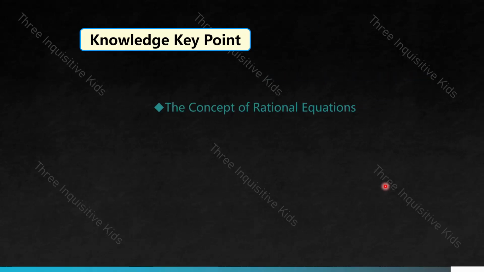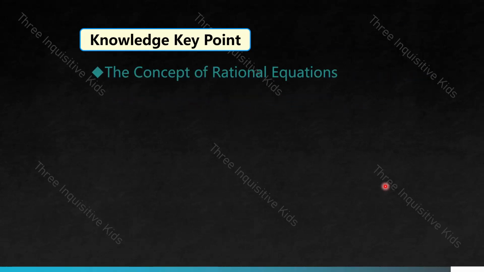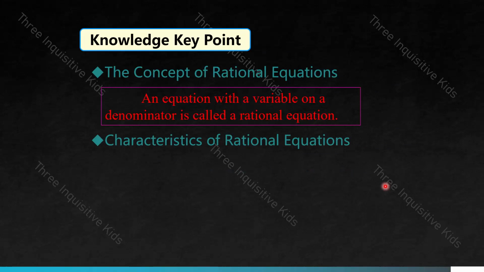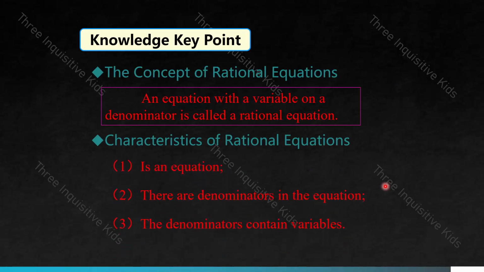Knowledge key point. Here is the concept of rational equations. It's an equation with a variable in the denominator. And here are the characteristics of rational equations. It must be an equation, there are denominators in the equation, and the denominators contain variables.